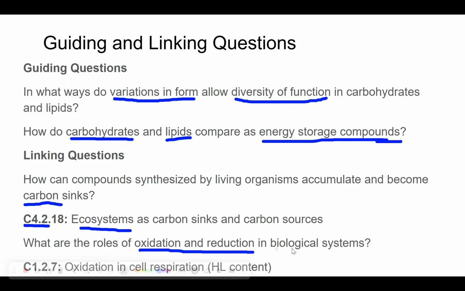So oxidation and reduction, or redox reactions, where something is oxidized and something else is reduced. Something loses electrons, and in order to do that, something else needs to gain electrons. That all comes up significantly more in the HL content in biology. For example, in C1.2.7, we look at oxidation specifically in cell respiration. It doesn't really come up that much in the SL stuff, but I do think it's useful to think about the roles of chemical processes as energy transfers in biological systems, no matter what level you're studying at.